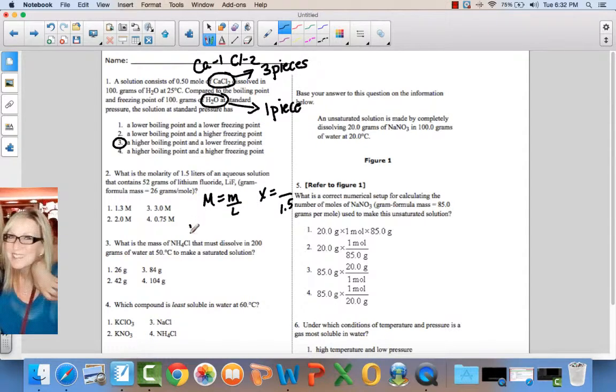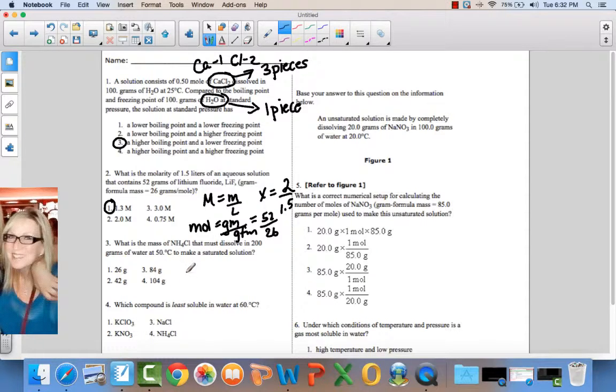And you have liters, 1.5, but you don't have moles, so you can't solve this problem yet. So you need to do a mole calculation, which is moles equals given mass over GFM first. Your given mass is 52 and your GFM is 26. So 52 divided by 26 is 2 moles. So now I've got 2 moles divided by 1.5, which is going to give me 1.3 molar.